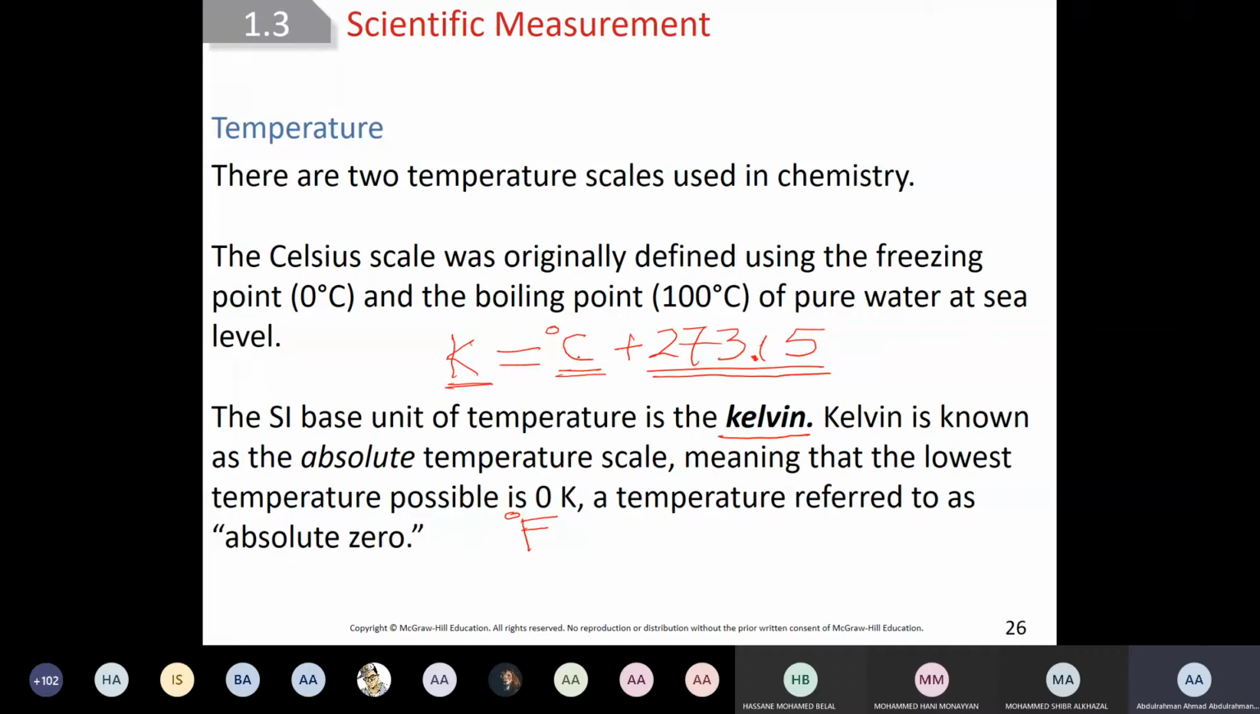Is there a relation between degree Fahrenheit and degree C? Yes. Let's go back to degree C. What's the freezing point of water in degree C? 0. Boiling? 100. So this is freezing and this is boiling. How about degree Fahrenheit? What's the freezing? 32. You have to memorize this. What's the boiling for Fahrenheit? 212. You must memorize these numbers. What's the difference between this one and this one?